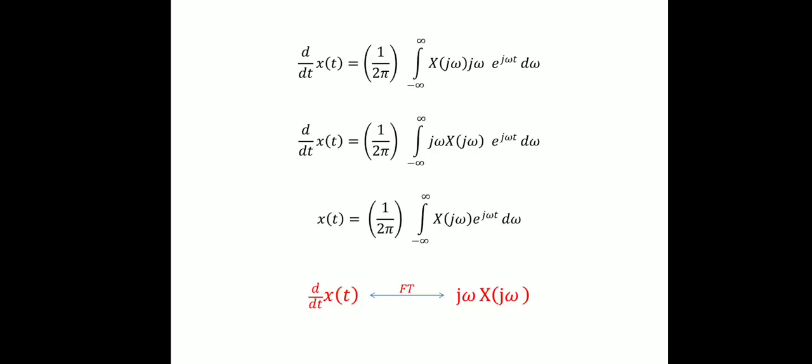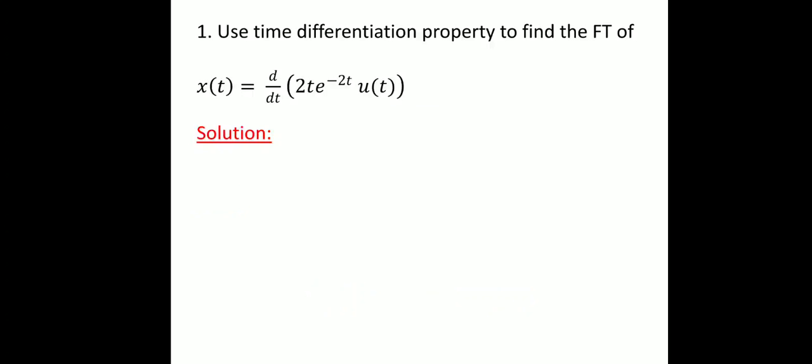Now again, for better understanding, let us solve a problem on time differentiation property. Consider a problem. The problem statement is: use time differentiation property to find the Fourier transform of x of t, which is equal to d by dt of 2t e power minus t u of t. Now I have to use time differentiation property here to determine the Fourier transform of x of t.